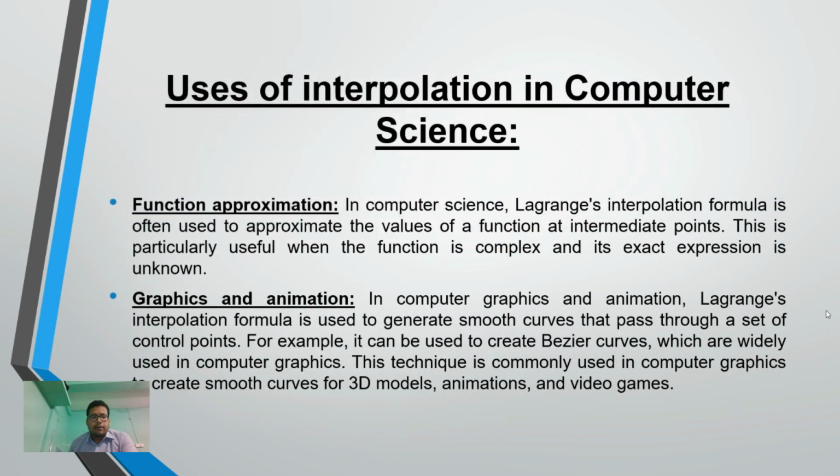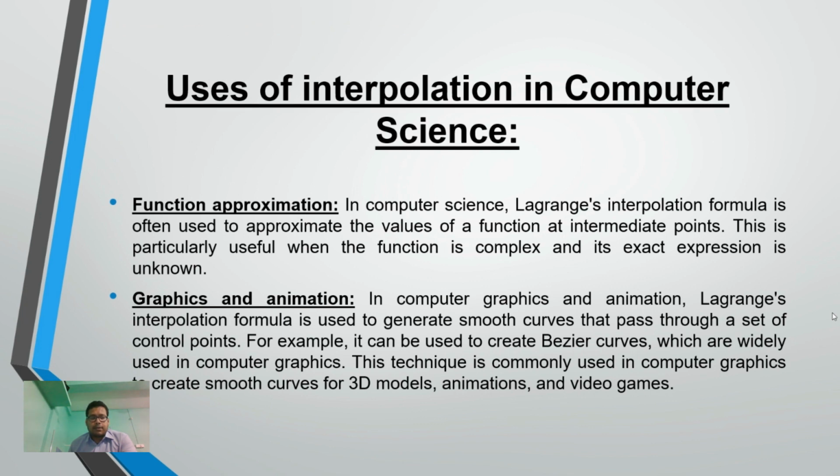Now, uses of interpolation in computer science. Different uses of interpolation in computer science can be seen with the next slides. First is function approximation. In computer science, Lagrange's interpolation formula is often used to approximate the values of a function at intermediate points. This is particularly useful when the function is complex and its exact expression is unknown.